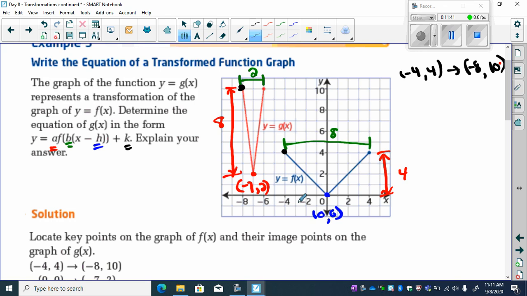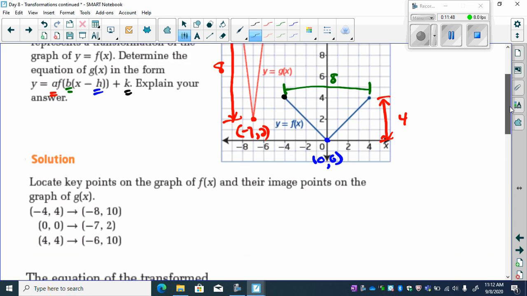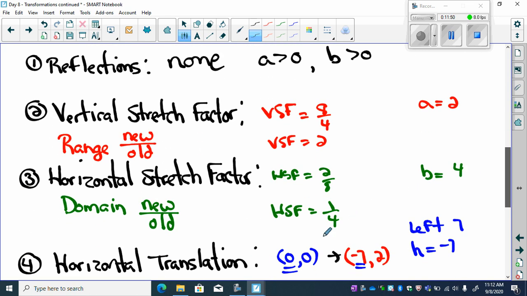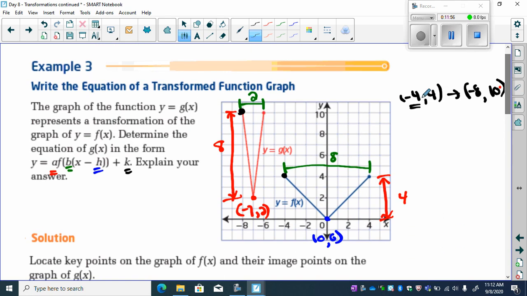If I don't pick a point where x is 0, so x is not 0 here, it's -4, then I have to remember to apply the stretch factor first. I'd have to multiply that by 1/4. So if I go -4, 1/4 times -4, and then subtract something, it should give me -8. So what's 1/4 of -4? That would be a -1.